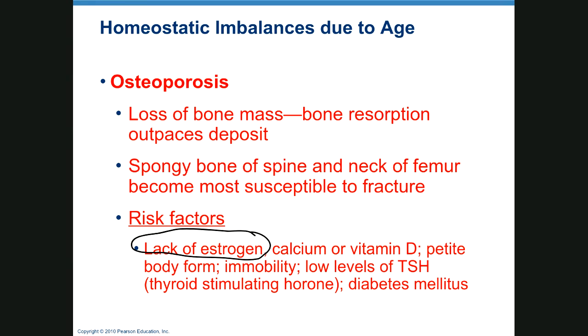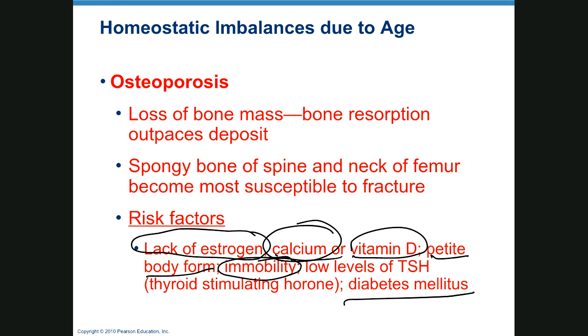Also, more difficulty making vitamin D, less calcium. Women, if they're petite, that's even worse. Women have smaller muscles. So smaller muscles means less mechanical stress, which means less bone mass. Immobility is also another cause of osteoporosis. Diabetes mellitus would be another one. So those are the risk factors for osteoporosis.